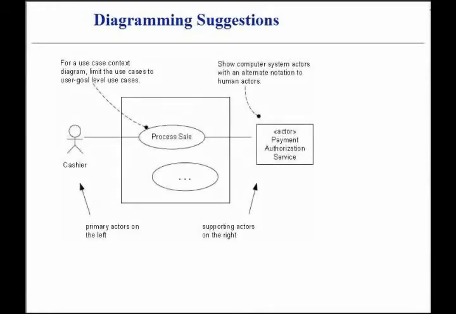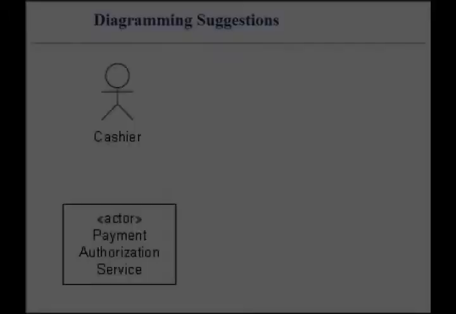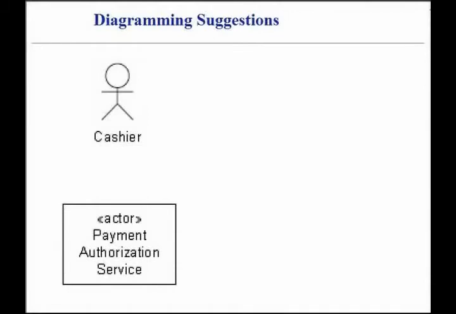Draw a simple use case diagram, in connection with an actor goal list. Primary actors on the left, and supporting actors on the right side. For a use case context diagram, limit the use cases to simple user goal level. Show computer system actor with an alternate notation, compared to human actor in case drawing.